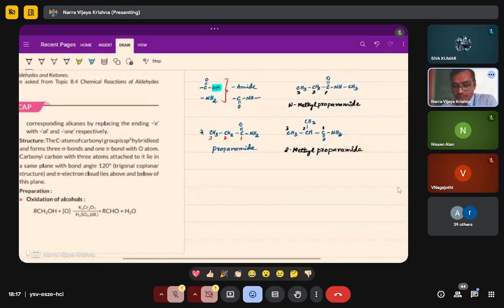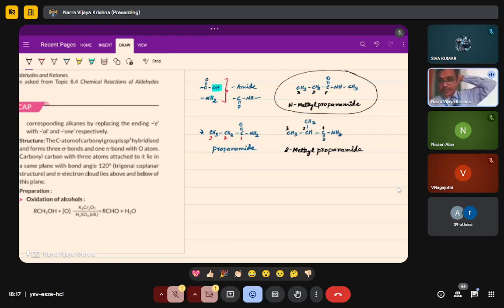Now observe the above case. Observe this case. Are you able to understand why I mentioned it as N-methyl propanamide? Methyl is the substituent, but that methyl substituent is present over nitrogen. That's why I mentioned it. N-methyl propanamide. Here it is 2-methyl propanamide. Is it clear?